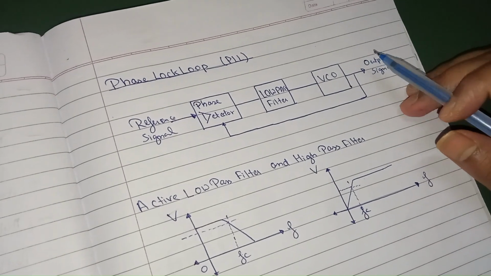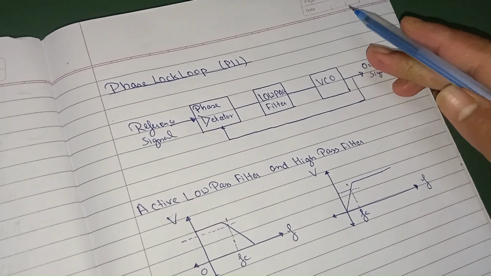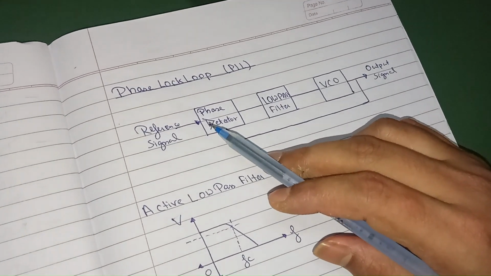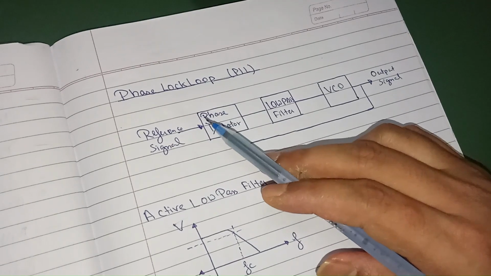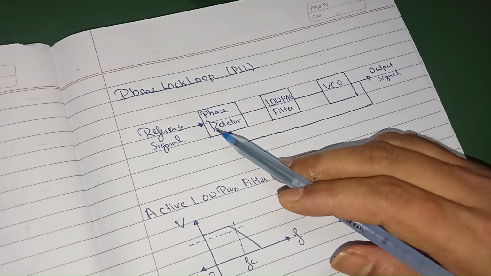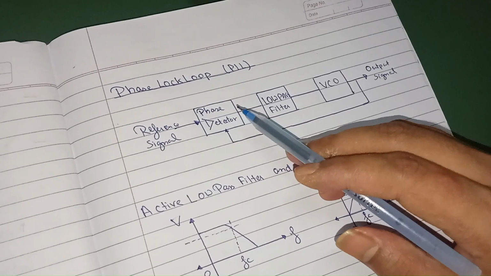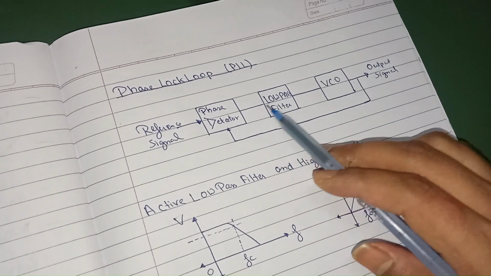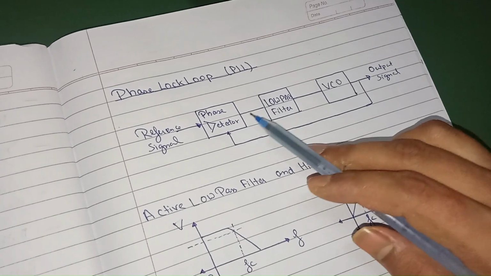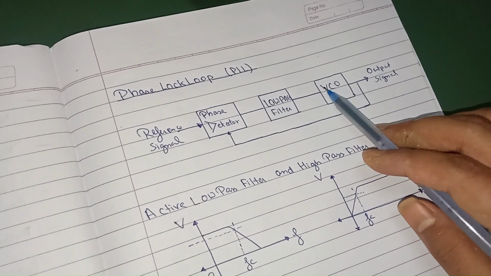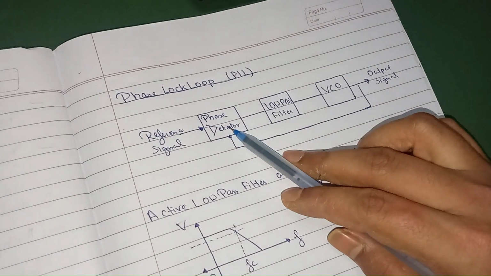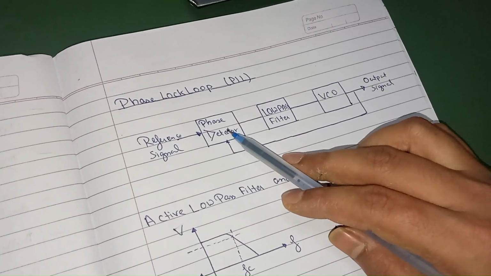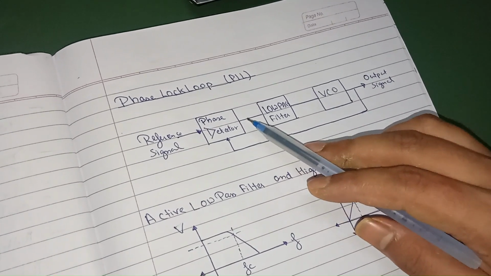Next experiment, I am going to explain some more important keywords using the diagrams. So here is a PLL, phase lock loop. A PLL is a control system that synchronizes an output signal with a reference signal in both phase and frequency. It consists of three main blocks: a phase detector, a low pass filter, and a VCO, voltage controlled oscillator. The phase detector compares the phase of the input reference signal with the output signal and generates an error signal proportional to the phase difference.